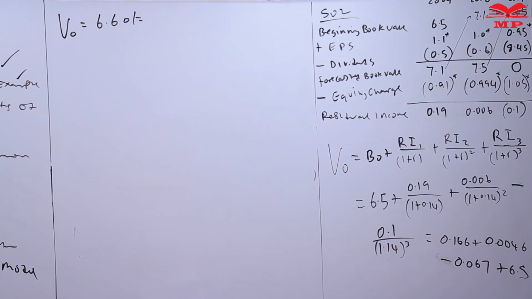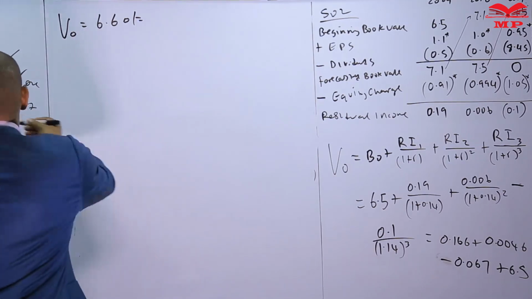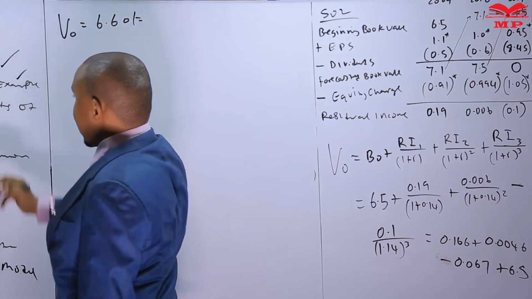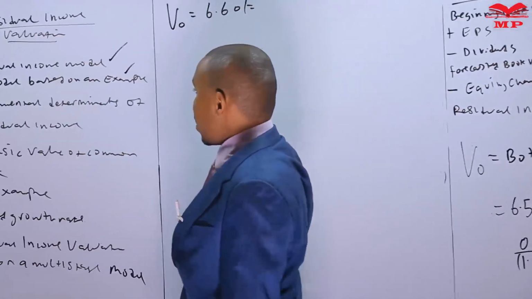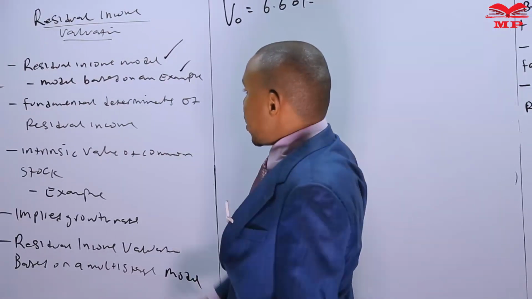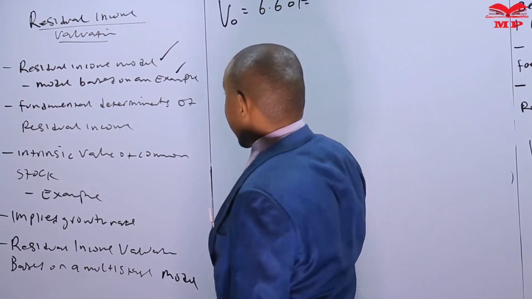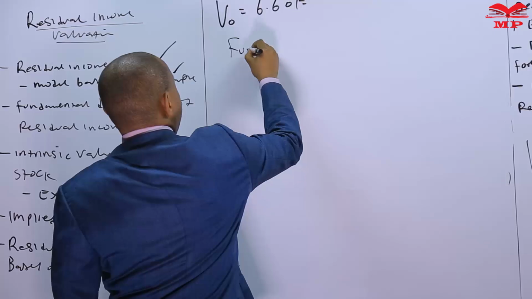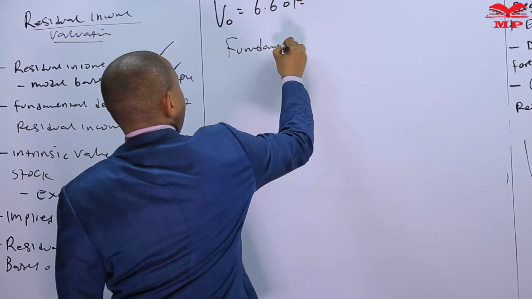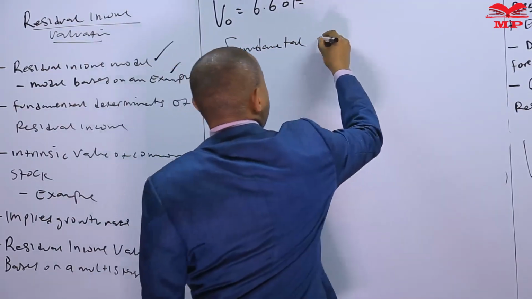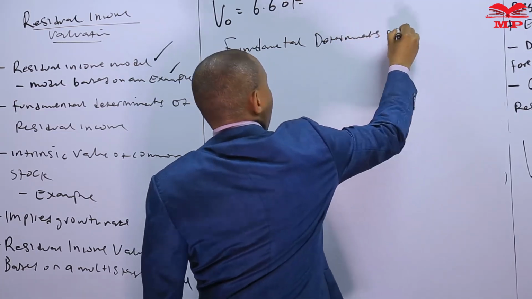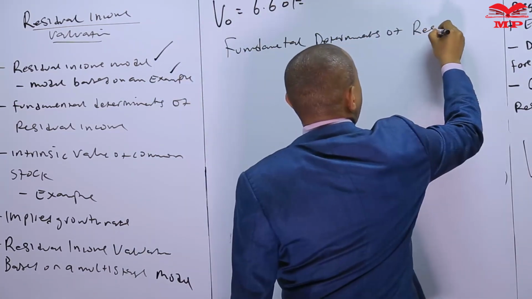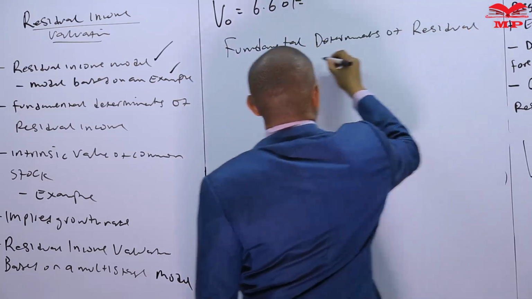Now we can move on and look at something else. Since we've done the residual income model based on an example, we now move ahead and look at the fundamental determinants of residual income.